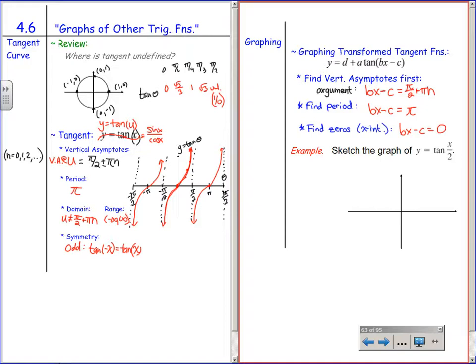So now we have to talk about tangents and cotangents. So tangent, we talked about on Friday with the unit circle, because we have to review that over and over and over again. So square root of 3 over 3, 1, square root of 3, undefined. Undefined's a vertical asymptote. So at pi over 2, we have a vertical asymptote. Tangent's going up in the first quadrant.